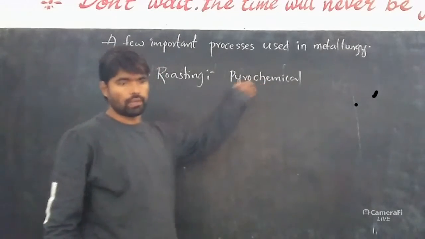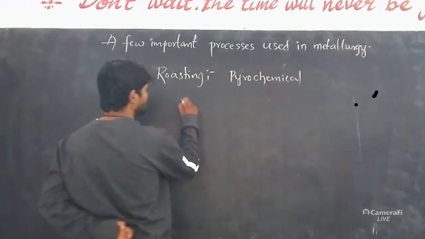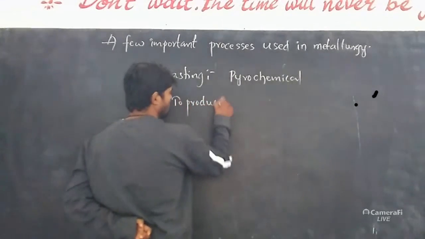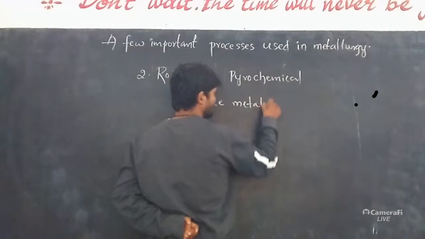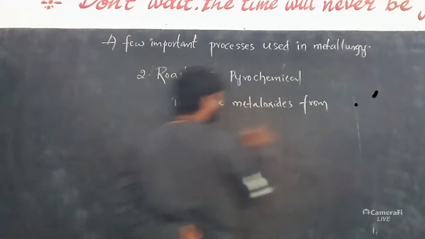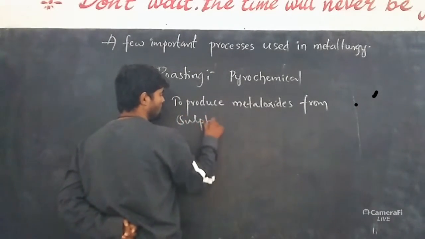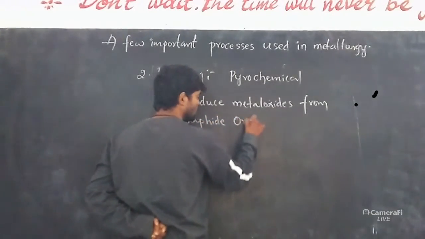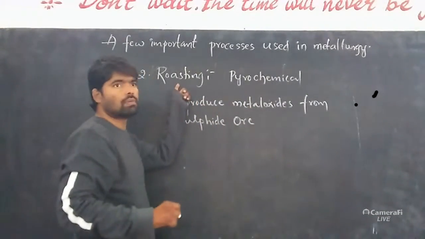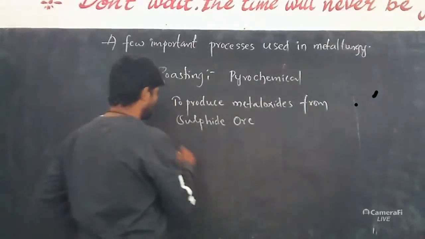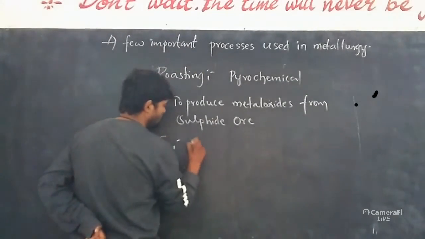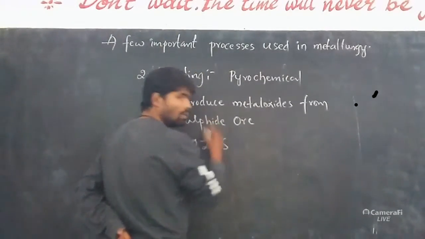Roasting is also a pyrochemical process. This roasting is used to produce metal oxides from sulfide ores. ఓర్ నుంచి మెటల్ వస్తాయి కదా, ఆ ఓర్ లో సల్ఫైడ్ అనేది ఉన్నప్పుడు మనం రోస్టింగ్ అనే ప్రాసెస్ ని వాడతాం. సో దీనికి ఒక ఎగ్జాంపుల్ చూద్దాం. Let us see one example, that is 2 zinc sulfide.